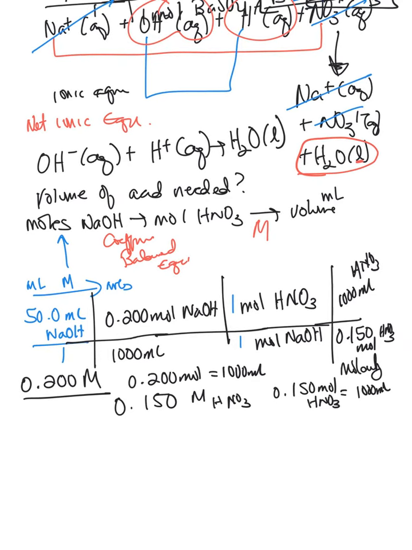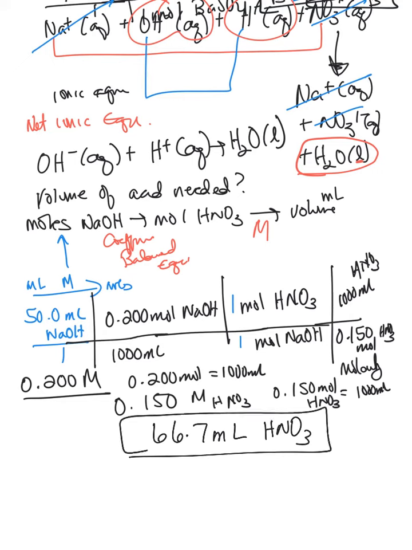So when we put this in our calculator, we get 66.7 milliliters of nitric acid, and that is what is needed to reach an equivalence point. You can see that these cancel out: milliliters of sodium hydroxide, moles of sodium hydroxide, moles of nitric acid, to leave you with milliliters of nitric acid.